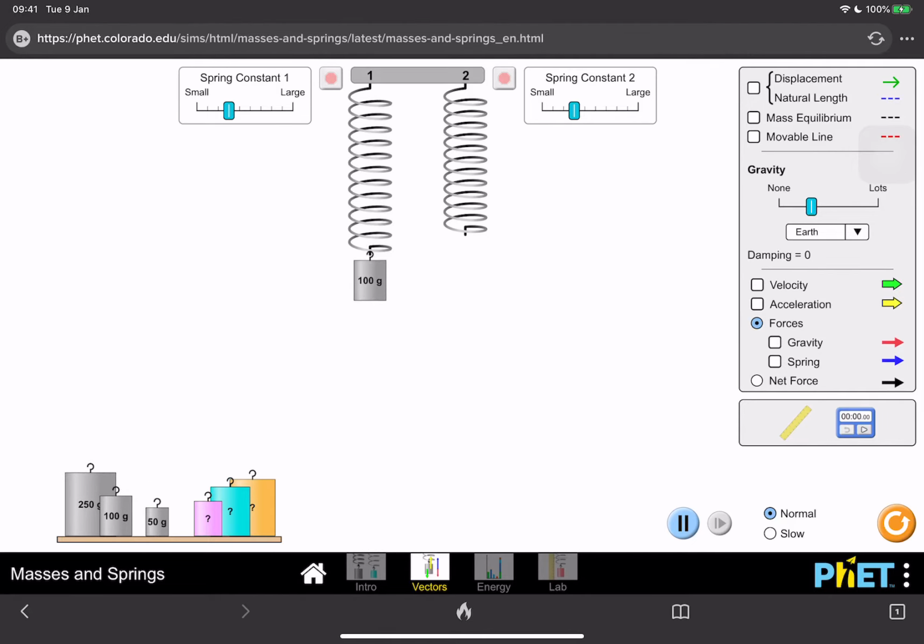And for the same mass, there's one parameter which characterizes the stiffness of the spring, which is called the spring constant, which is this slider I can just move around. Right. So if the spring is really stiff, then it's going to oscillate really fast like this. If the spring constant is small, then it's going to oscillate slower like this.